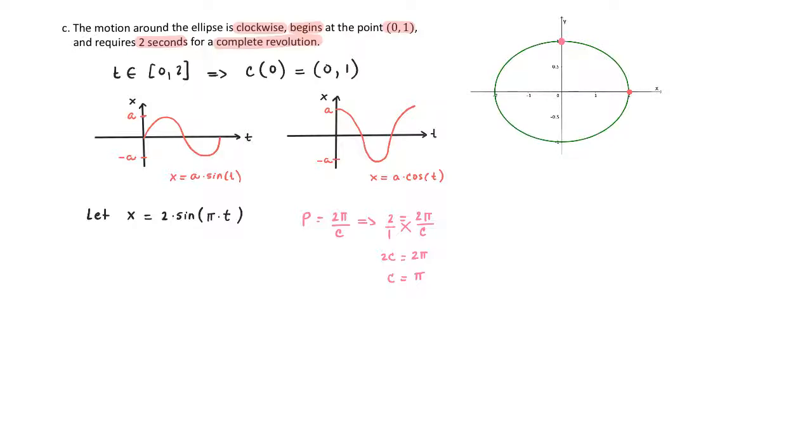Now that I have a new expression for x, I'm going to substitute this expression into the equation of the ellipse. I'm going to do that in order to find the y expression.